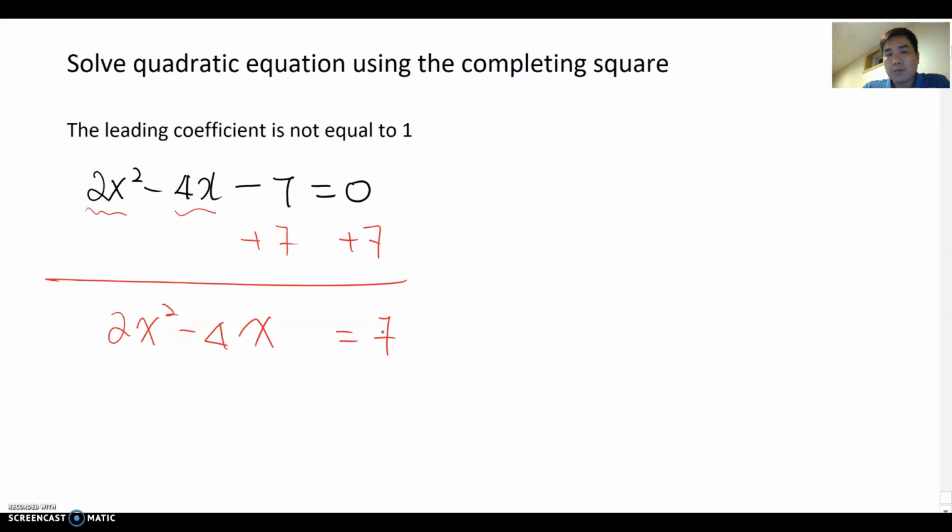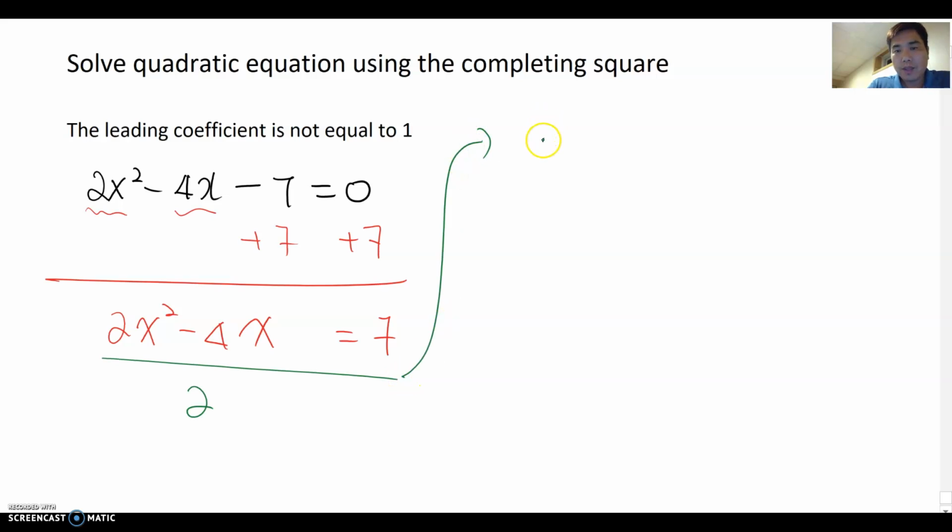Which way is more familiar and looks easier? In my opinion, I would rather make the leading coefficient equal to 1. Therefore, I'm going to divide everything by 2. If you do it, then this becomes x squared minus 2x equal to 7 over 2. Now this looks really familiar because we have discussed those problems in the last video.